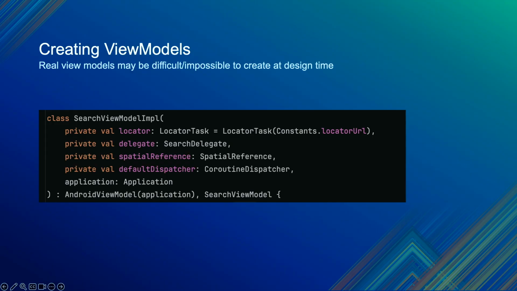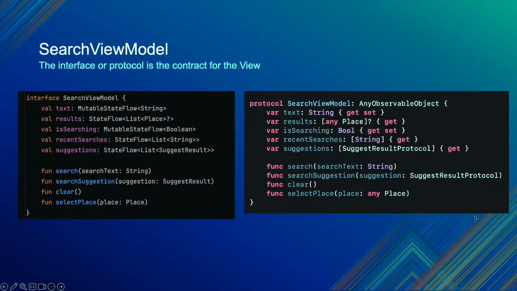So how do we get around this problem? The approach that we've taken is to introduce an abstraction. That's an interface on the Kotlin side and a protocol on the Swift side. And so the view model actually is just an interface. It's a contract which says, hey, here are the properties and methods that are going to be necessary to drive the view.